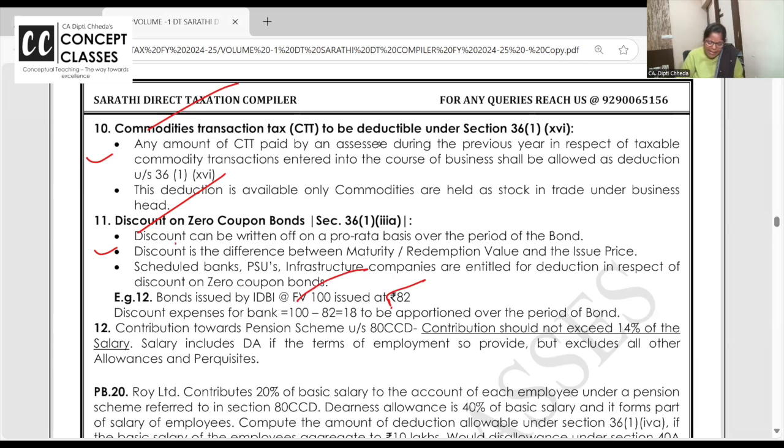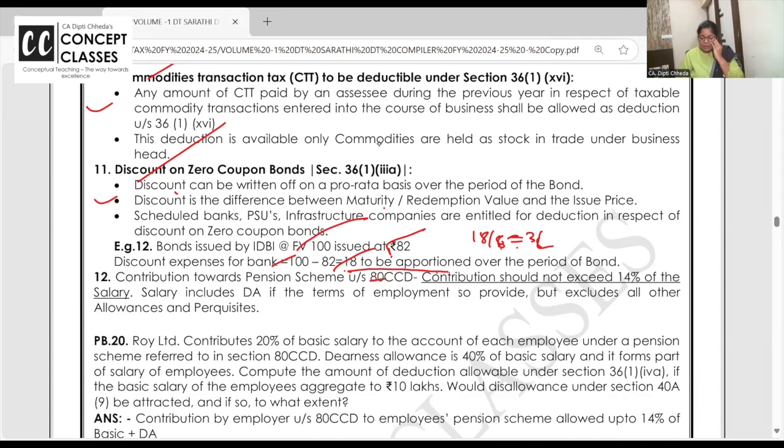So for the bank or the company, is 18 rupees an expense? Yeah. If it is for 6 years, can they apportion it over the 6 years? 18 lakhs by 6? Done. Clear to all of you? Yeah? Right?